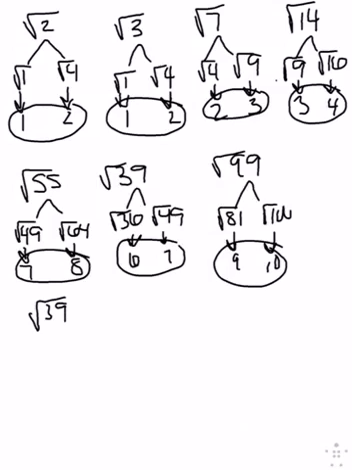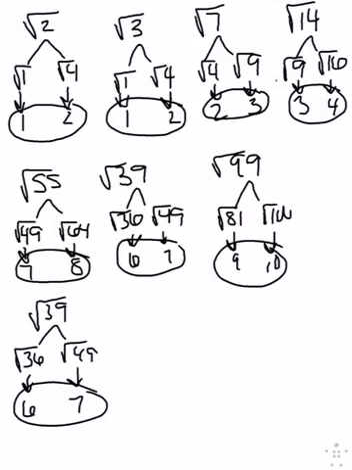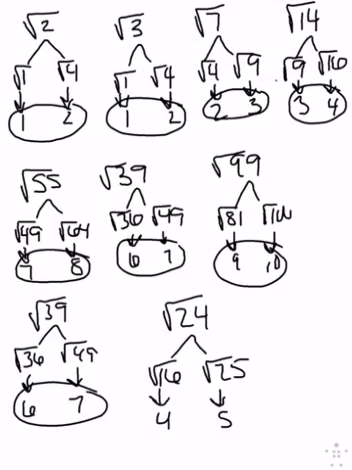Square root of 39, you break that down into 36 and 49, which is 6 and 7. And the last one in that section, the square root of 24, you break that down into 16 and 25, which is 4 and 5.